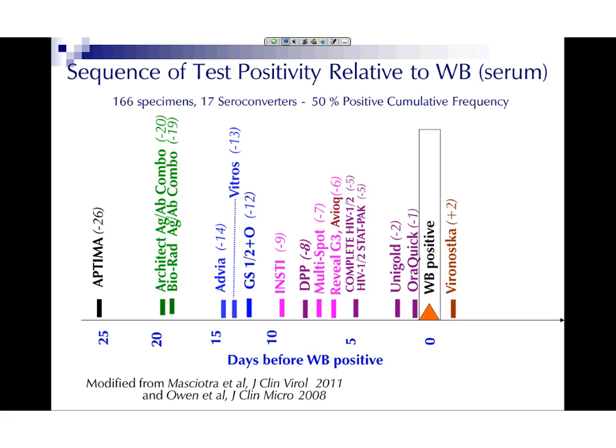And then looking in the scheme of things, the Determine Combo, the antigen-antibody test, picks up infection right around the time 3rd-generation laboratory antibody tests pick up an infection. So as you can see, the Determine Combo picks up infection about 15 days before the Western blot turns positive, slightly sooner than the 3rd-generation assays, but not quite as early as the 4th-generation assays. And so the Determine, although it is an antigen-antibody combination test, is not quite as sensitive as the laboratory-based 4th-generation tests.